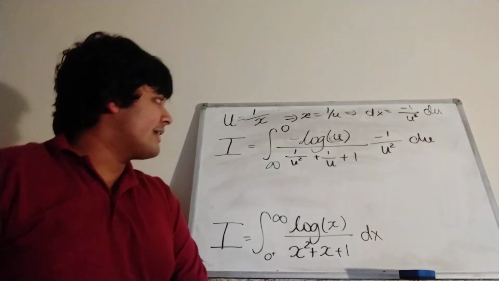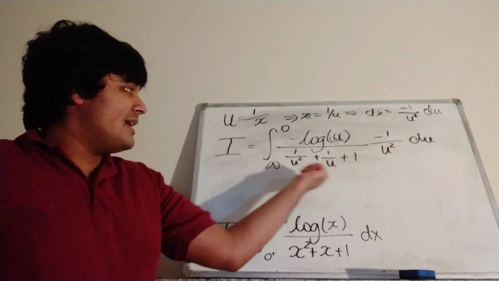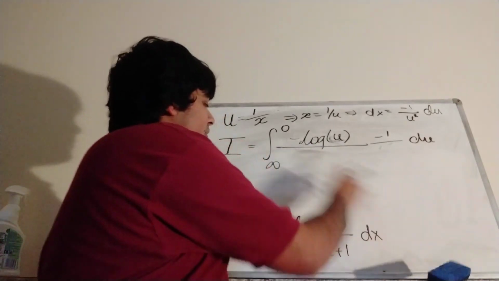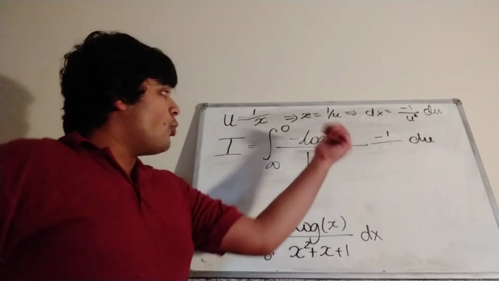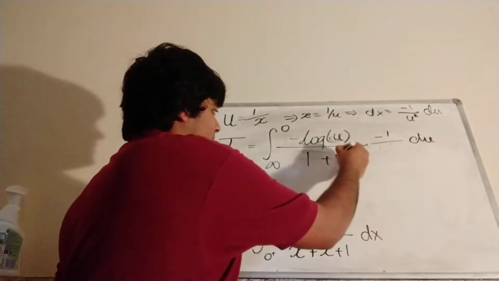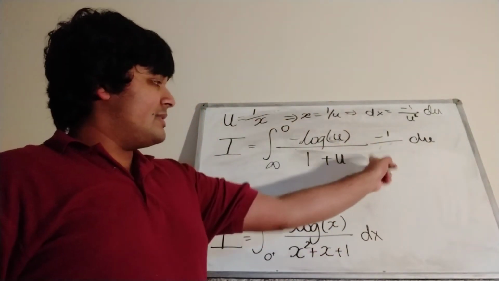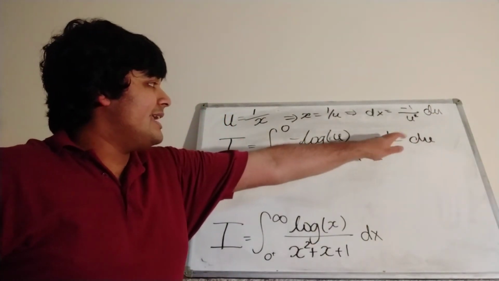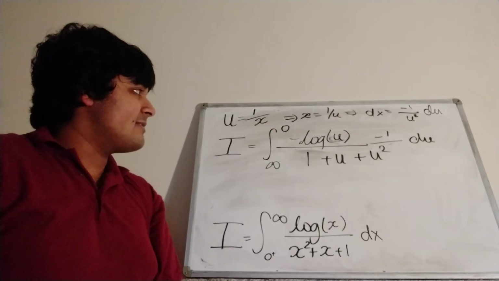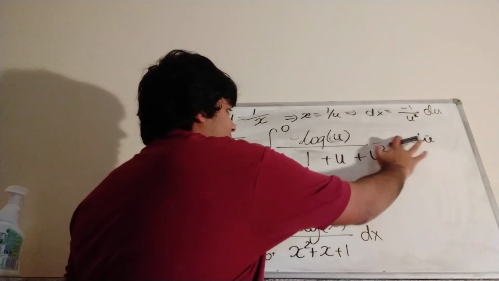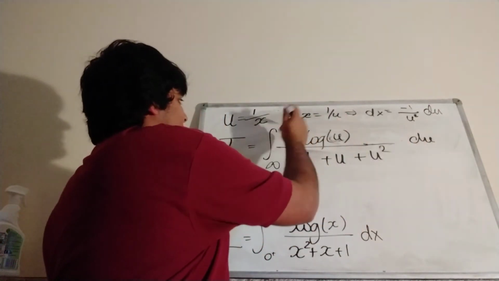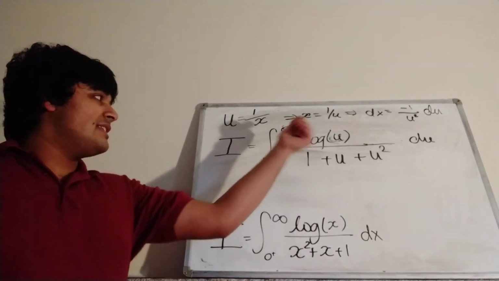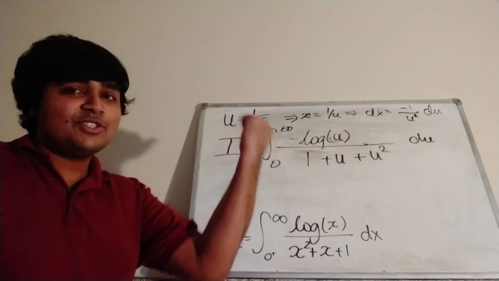Now we can multiply through by u squared, so this whole denominator becomes 1 over u squared times u squared, which is 1, 1 over u times u squared is u, and the 1 that was there times u squared is u squared. Now this minus 1 here we can get rid of, and that swaps the limits of integration. So now I is the integral from 0 to infinity of minus log u divided by 1 plus u squared.